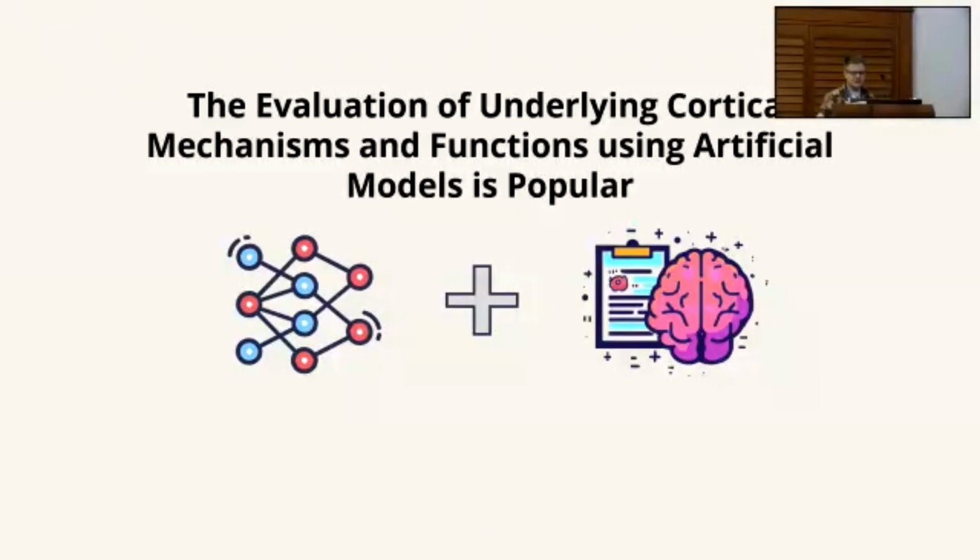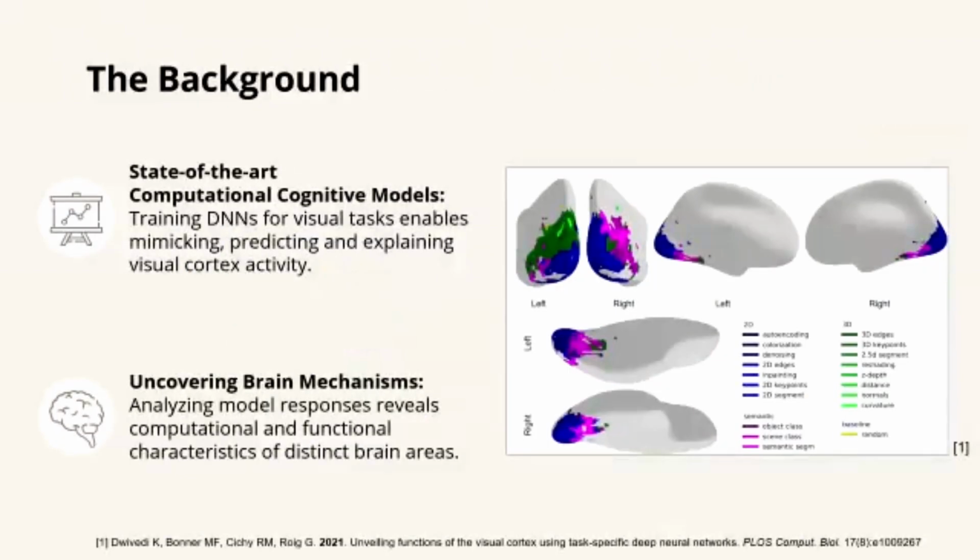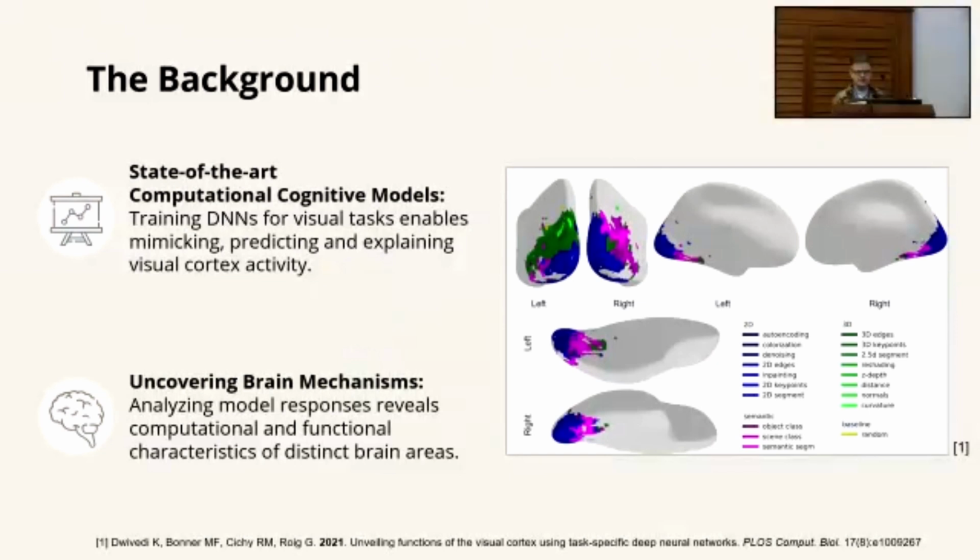As you have seen throughout this conference and the two presentations before, the evaluation of underlying cortical mechanisms and functions using artificial models is really popular. And throughout the last decade, many artificial models have been proven to be state-of-the-art cognitive computational models. And following that, there has been a lot of research that was able to mimic, predict, and even explain the activity in the visual cortex.